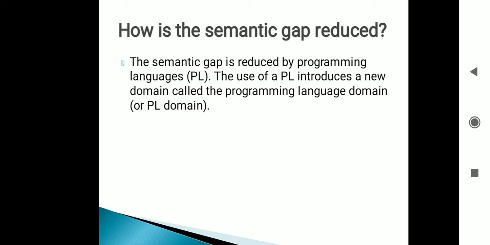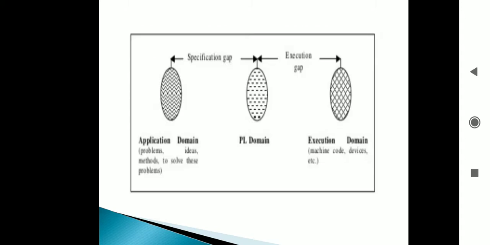Let's see this figure. In the first figure, we discussed the two domains, the application domain and the execution domain. To fill this gap, a new domain is introduced, that is the PL domain. PL domain is the programming language domain. The PL domain bridges the gap between the application domain and the execution domain.